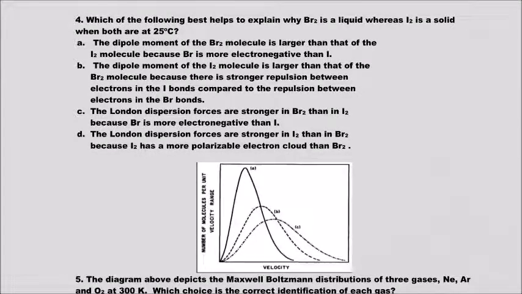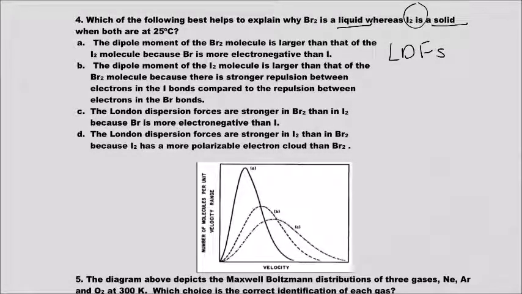Which of the following best helps to explain why bromine is a liquid, whereas I2 is a solid when both are at 25 degrees Celsius? Okay, so this is properties that cause them to be different states of matter at the same temperature. We look at the 2 formulas and we should ask ourselves, these are molecules, are they polar or nonpolar? It's just 2 atoms bonded to themselves, no electronegativity difference, so we know they're both nonpolar. We know a liquid has weaker IMFs than a solid, and since they're both nonpolar, we're only talking about LDFs, so we can tell that I2 must have stronger LDFs.